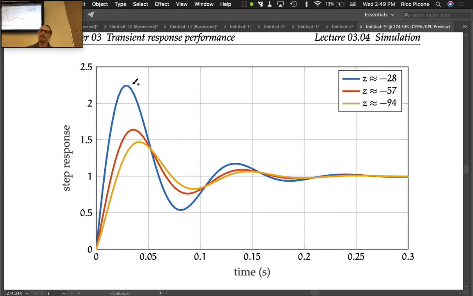So when the 0 is at negative 28, which is the closest one, notice that we're way up here. I mean, just eyeballing this, the percent overshoot is over 100%, right? So it goes over 2, whereas it settles to 1. So it's going to be over 100% overshoot here. This one's going to have 60% overshoot, and this one's closer to 50% overshoot.